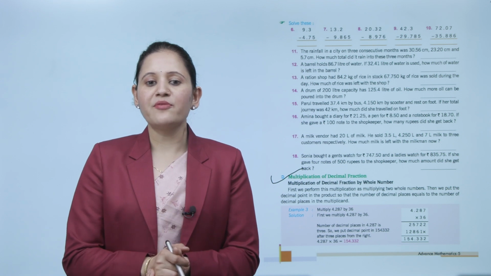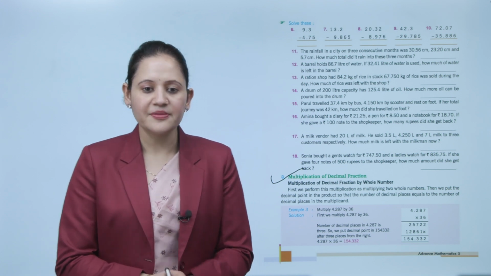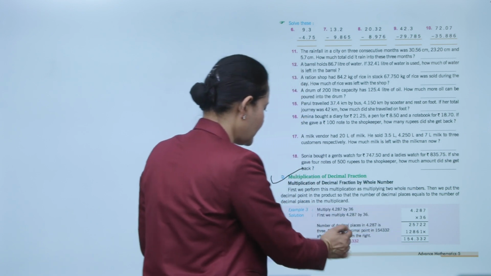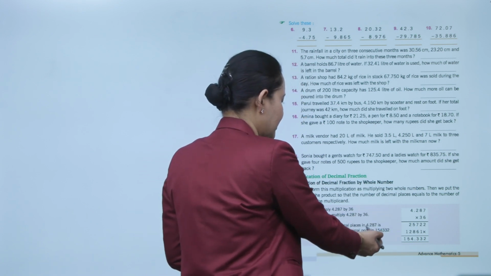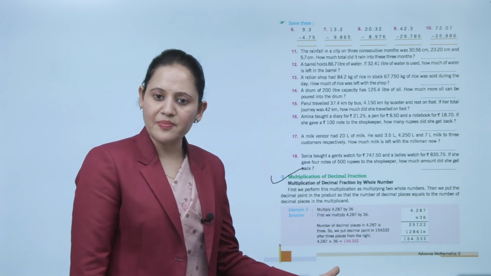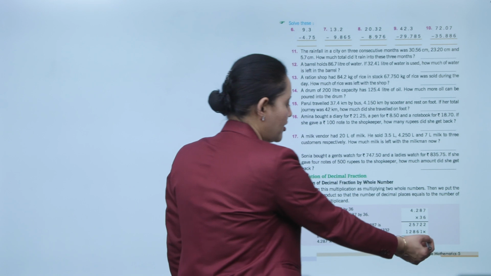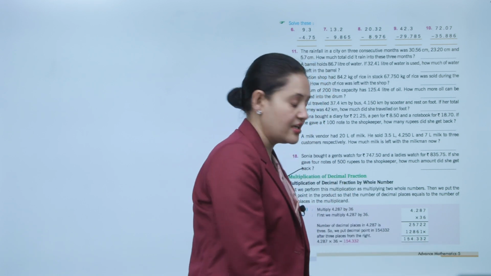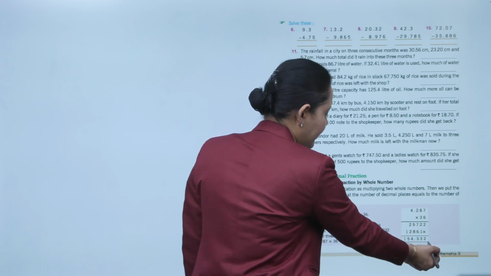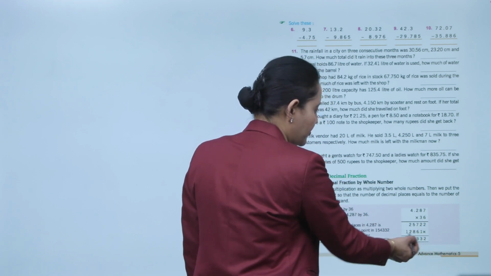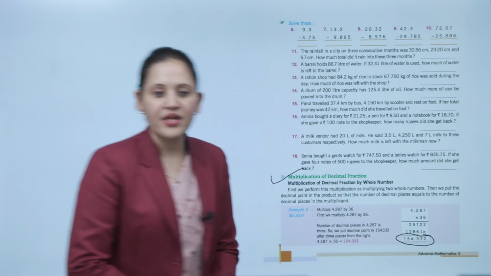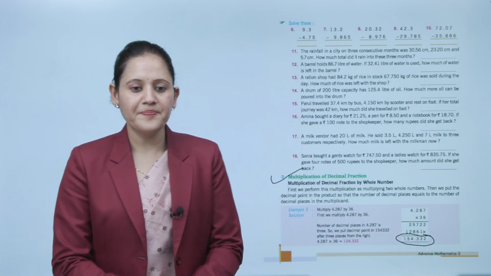So first we multiply 4.287 by 36. We will multiply by 36. The number of decimal places in 4.287 is 3. So first simply multiply as usual. So this will be the product. Whatever product comes, the multiplicand has 3 digits after the decimal. So we start from the right hand side. After 3 digits we put the decimal. So 154.332. That will be our product. Clear?